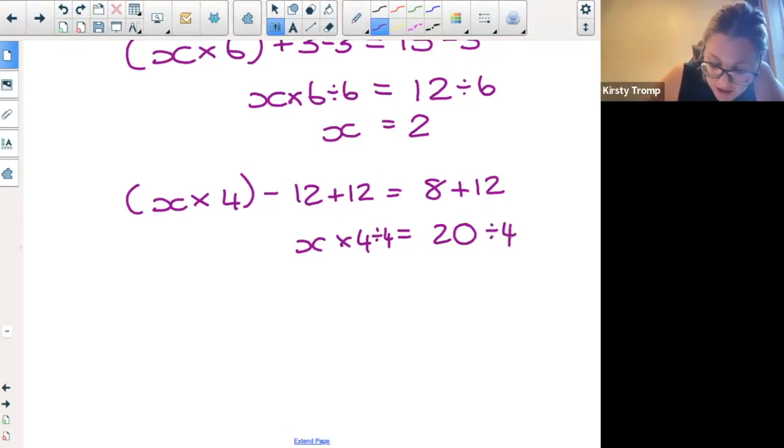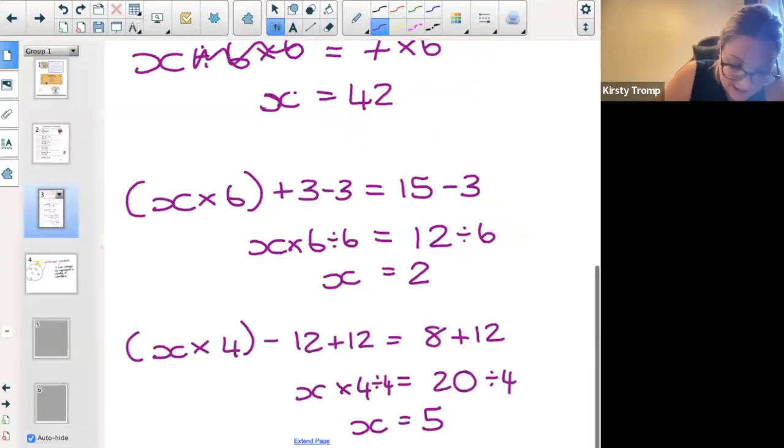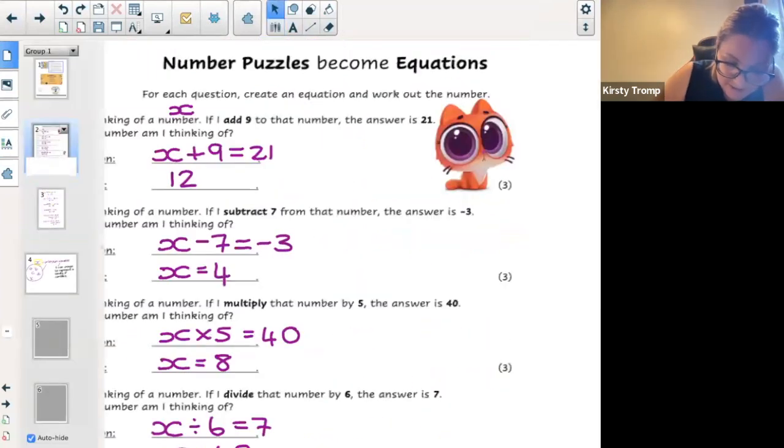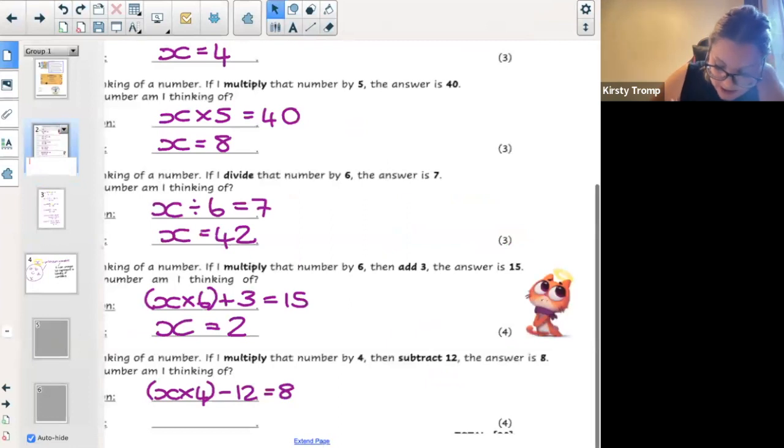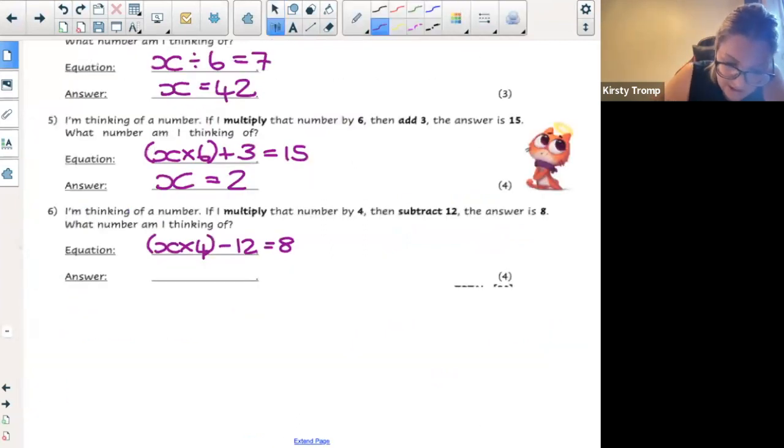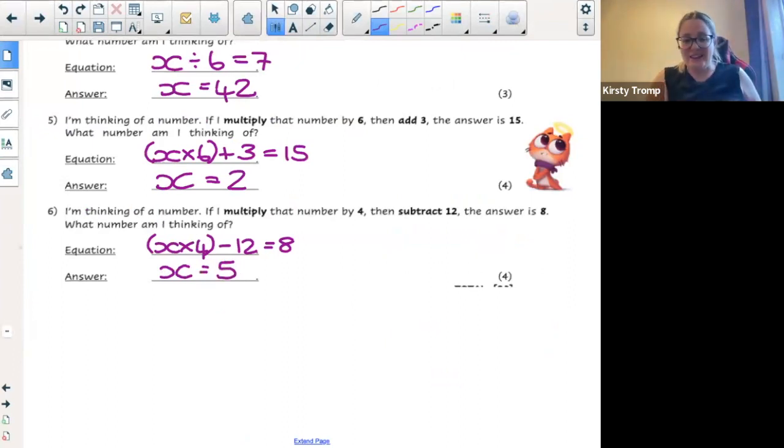Good. So I've got x and 20 divided by 4 gives me 5. 5. So I come back here and my answer is going to be 5. Did you get 5? Yes, ma'am. Well done. All right. Well done, Tando.